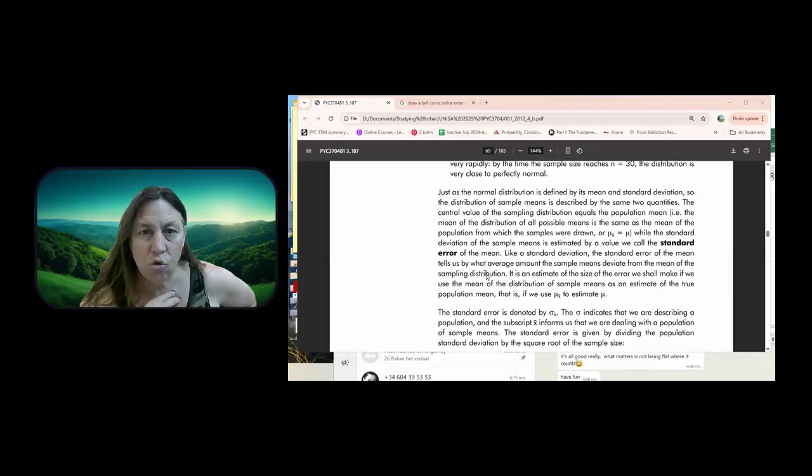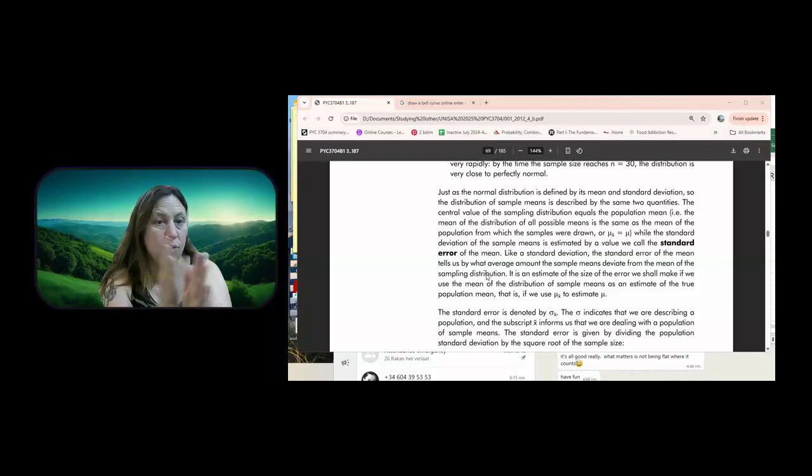Okay, so just as a normal distribution is defined by its mean and standard deviation, so the distribution of sample means is described by the same two quantities, mean and standard deviation. The central value of the sampling distribution equals the population mean. So the mean of the distribution of all possible means is the same as the mean of the population. So if you have enough samples, your mean for the sampling mean is going to be exactly the same as it is for the whole actual true population.